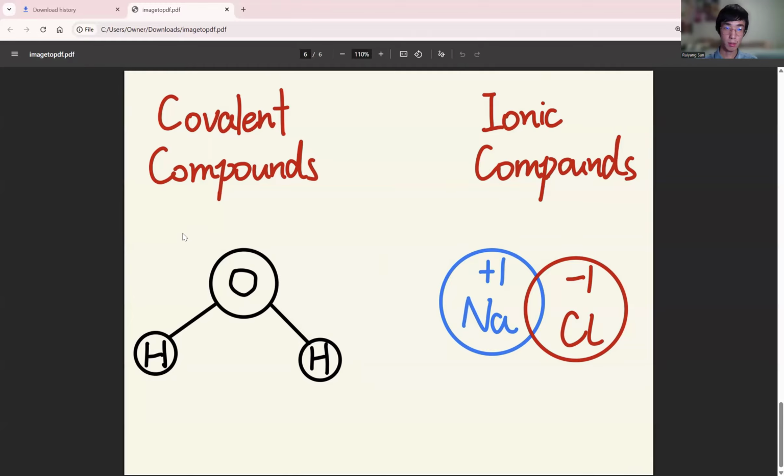So the key idea to remember is that ionic compounds transfer electrons while covalent compounds share electrons. That's all I want to talk about in this small lecture.